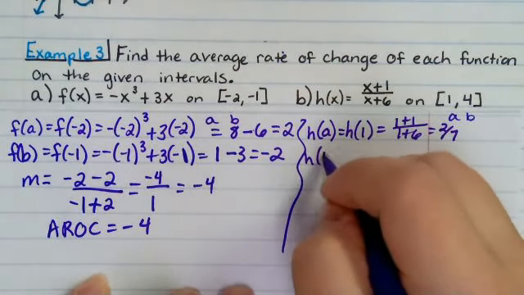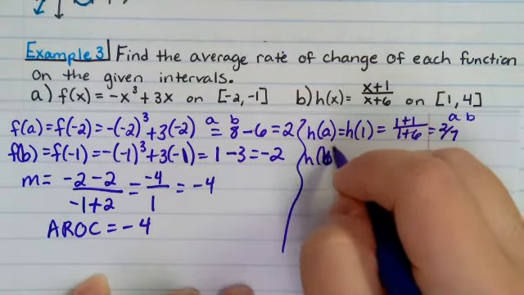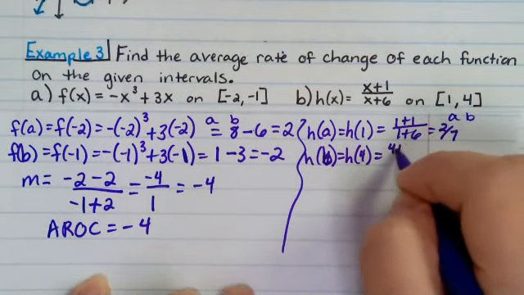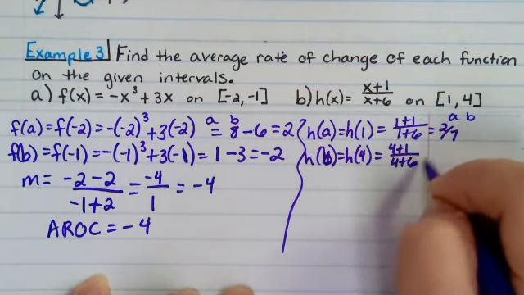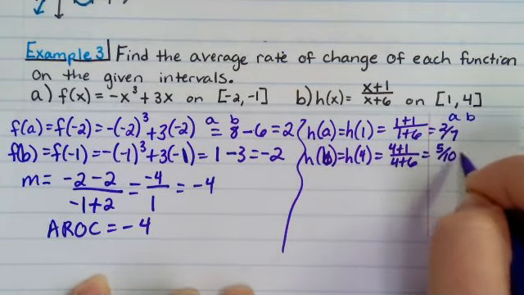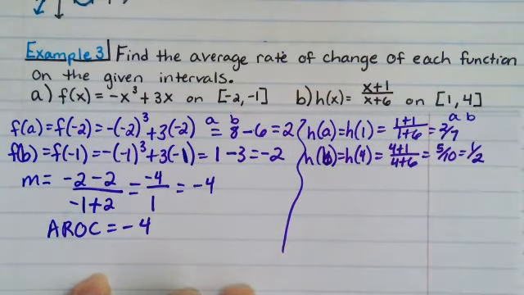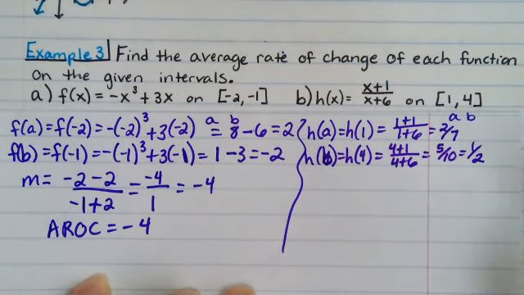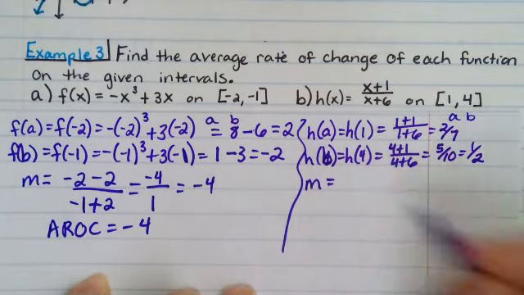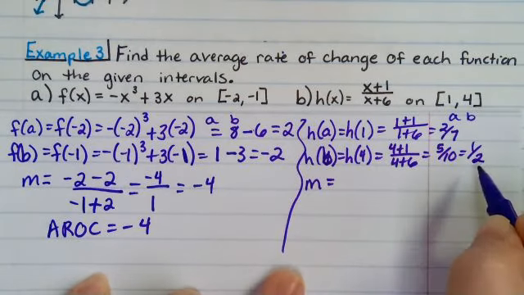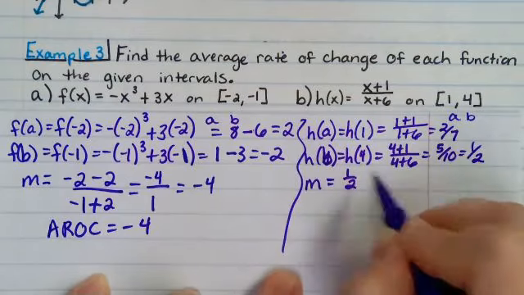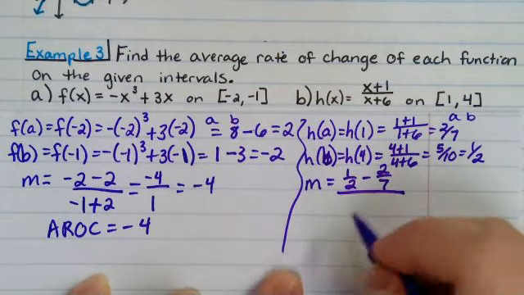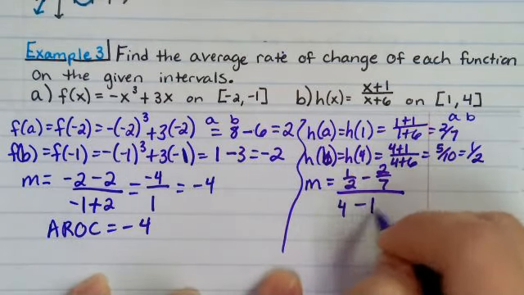If I plug in the next one, H of B, which is going to be H of 4, that becomes 4 plus 1 over 4 plus 6. That is 5 over 10, which reduces to 1/2. So those are ugly numbers, but it is what it is. We've got to work with that. I'm going to say, here's my slope. We're going to have 1/2 minus 2/7 over 4 minus 1.